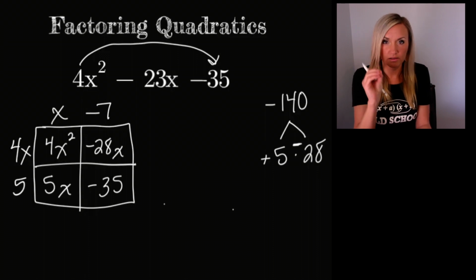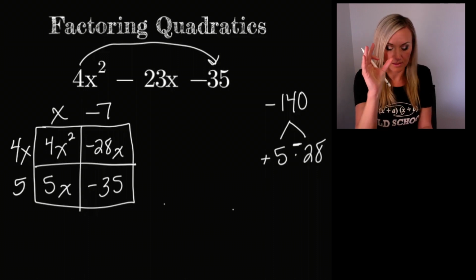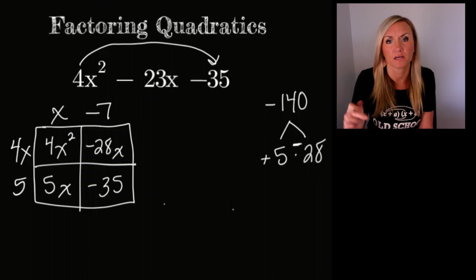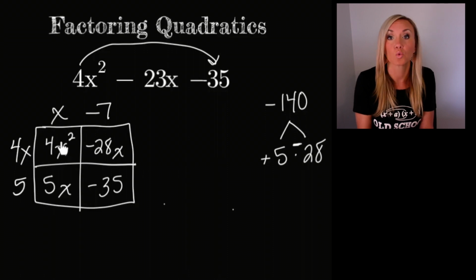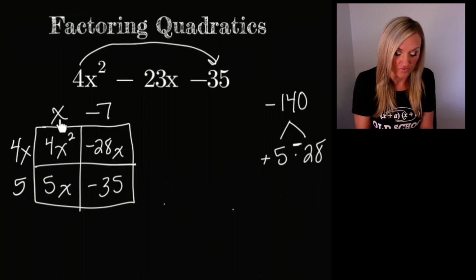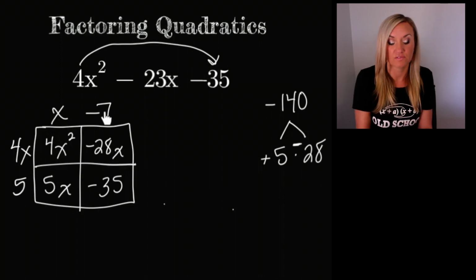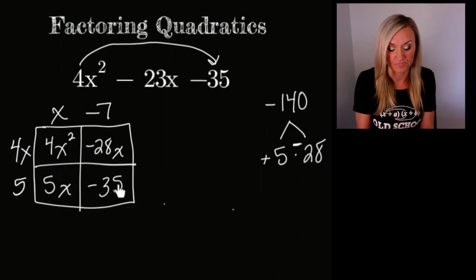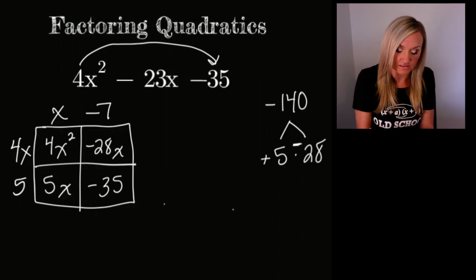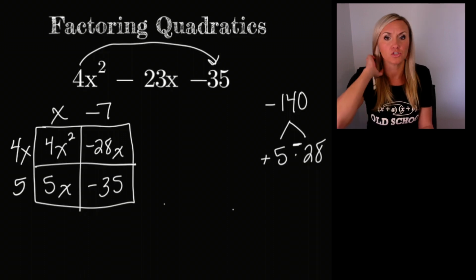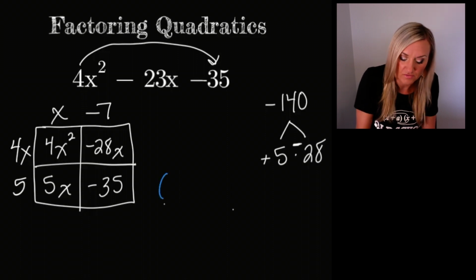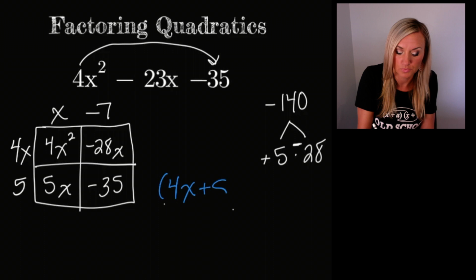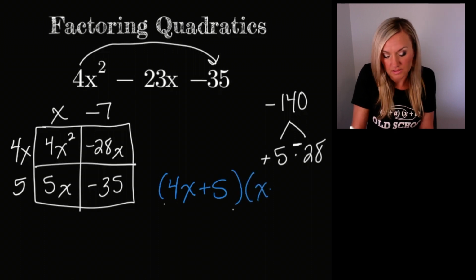And then visually, I look and see, can they multiply back through to make sure that the box is set up correctly. So just in my head, I'm like, oh, 4x times x is 4x squared, check. 4x times negative 7, negative 28, I'm in good shape. 5 times x is 5x, and then negative 7 times 5 is a negative 35. And that's just what I do over and over again, just to make sure that I have the box set up correctly. And then once you have that, you can write out your answer of 4x plus 5 and x minus 7.